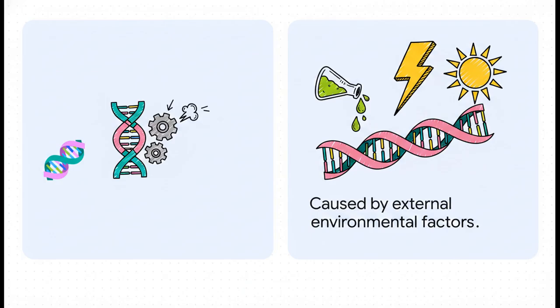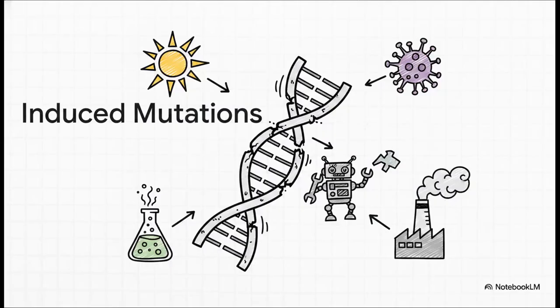Second, we have induced mutations. These are caused by harsh external elements in our environment that actively attack and damage the DNA structure. And what are those external elements? Well, our DNA is constantly battling everyday hazards. We're talking ultraviolet radiation from the sun, ionizing radiation, chemical mutagens, and even viral infections, oxidative stress, and environmental pollutants.